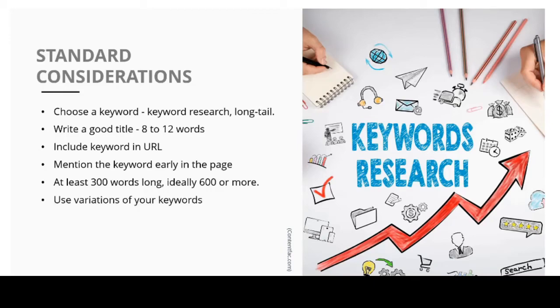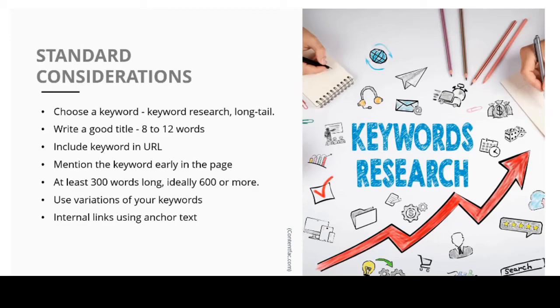Use variations of your keywords, but don't overdo it. It must still read naturally. Sticking with the recipes theme, you could have kids' recipes and recipes for kids. Those are variations of the same topic.